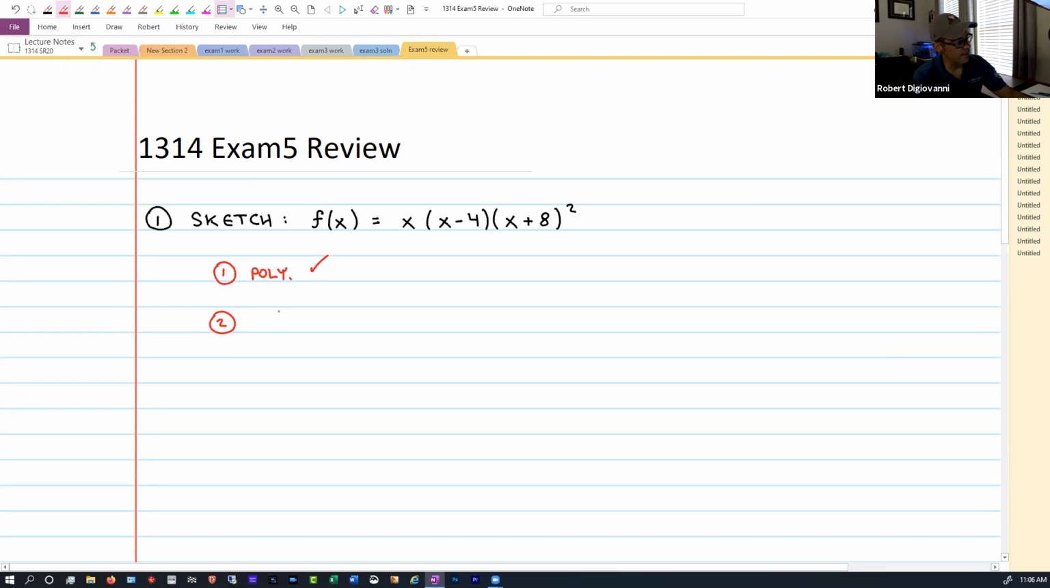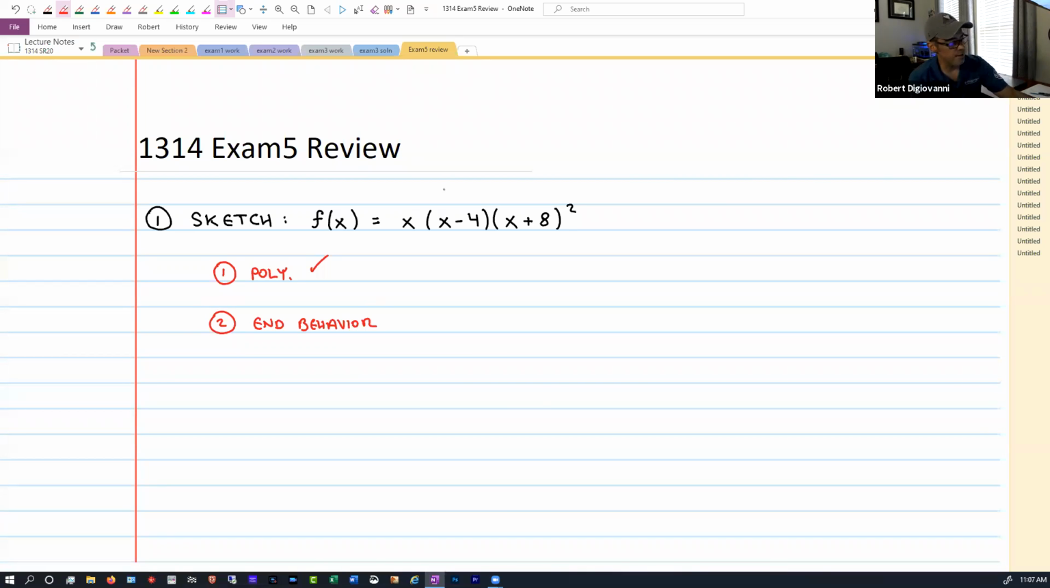We're trying to figure out what the end behavior is. Okay, so we want to know what's happening on the left and right hand sides of this polynomial. That is, does it go up or down on the left or right? And to do this, we have to look at the leading coefficient and the degree of the polynomial.